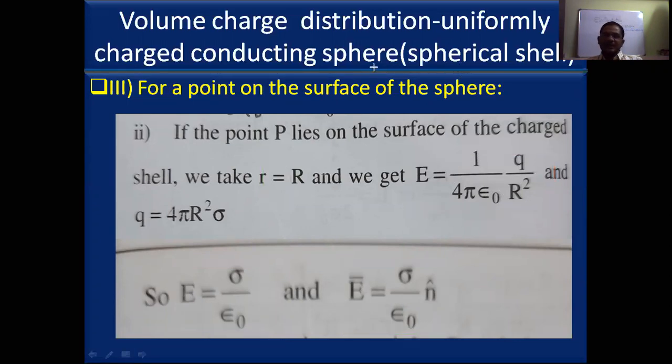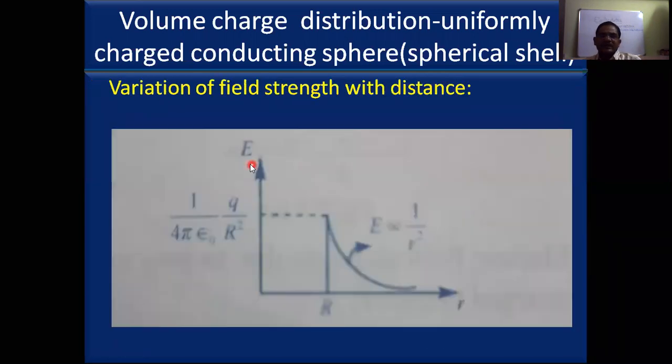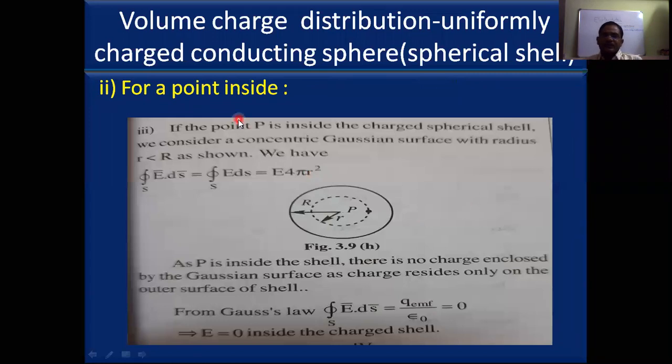Okay, sir. Now, let us go for the third concept. So what is that? Yes. So here we have seen the three cases. The first, external point. The second one, on the surface. The third one, internal point. If we consider the point P inside the conducting sphere, then what is the concept?